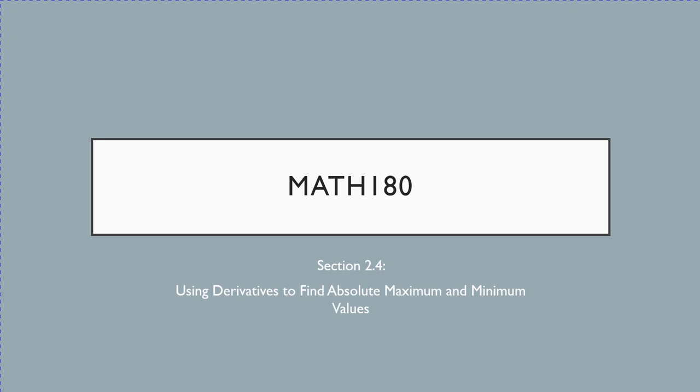Hi class, in this lecture we want to move into section 2.4, and this is talking about using derivatives to find absolute maximum and minimum values. So in previous sections we've talked about relative max and relative min. This one is going to be talking about the absolute maximum value or absolute minimum value for a function over a specific interval.